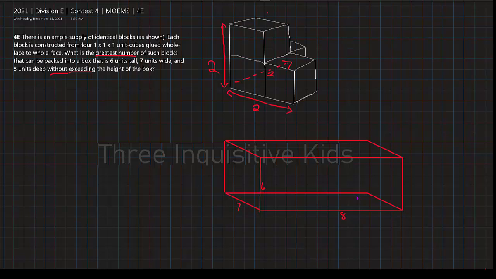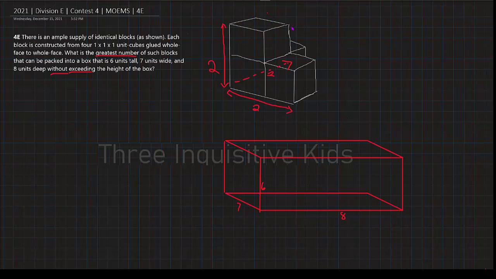But then I see something. We can't just add up how many cubes this is, which is 1, 2, 3, 4, and find the volume of this and divide. No, because it has to be in this shape, and we're not even sure that it's going to completely fit in.